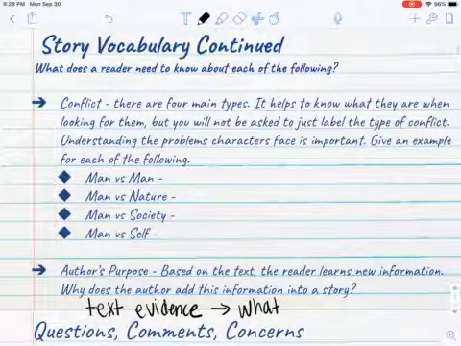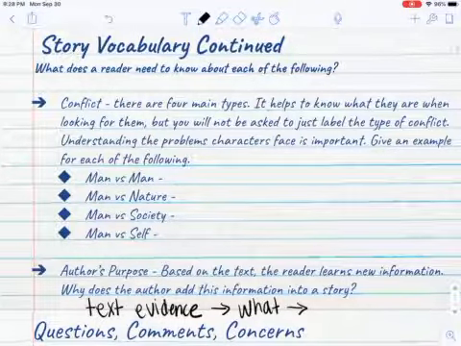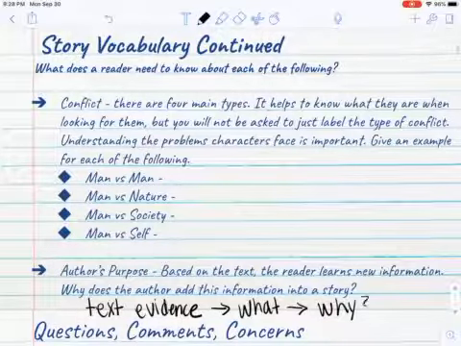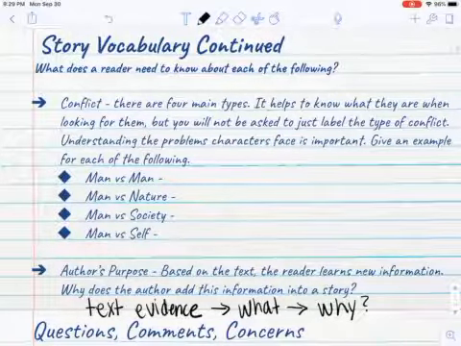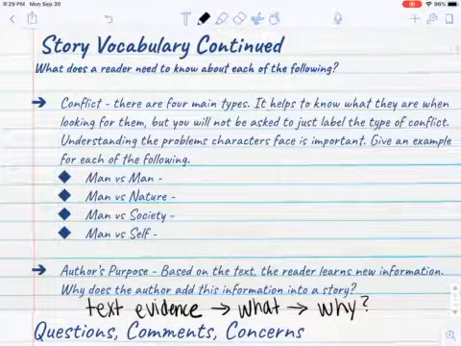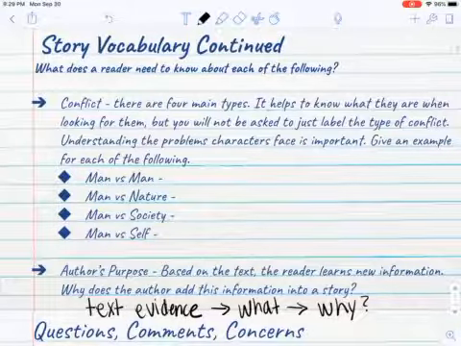That is just the comprehension part of our reading. Author's purpose goes another step, and it's figuring out the why. Why did our author include this? Why do we need to know this information as a reader? Why would something be pointed out in a particular way?